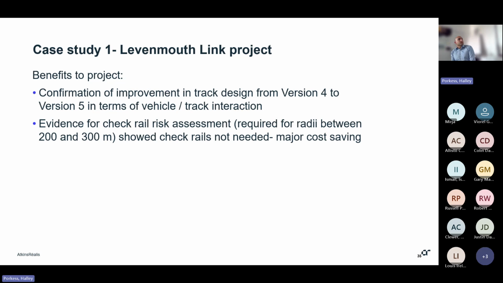The benefits of the project. There's confirmation that the truck design version 5 was better than version 4. And as I mentioned, the truck rail assessment showed that truck rails were not needed, which was a major cost saving.